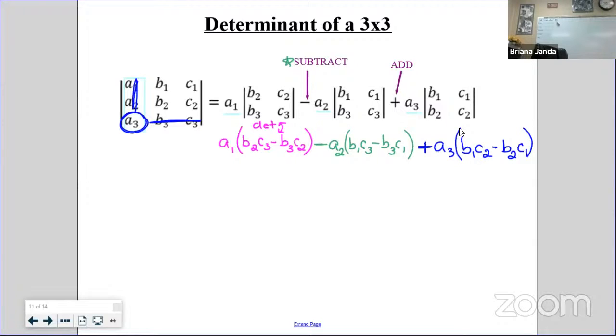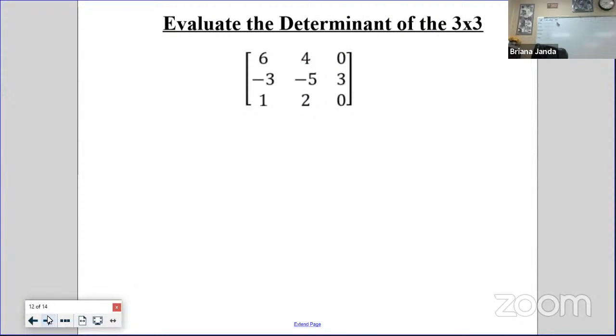Now, this does take a little bit of remembering, mostly the alternating subtraction and addition. So you will have to remember a little bit. You already know how to do the determinant of a 2 by 2, and so doing it this way gets us that process. Again, questions? Okay, let's try one together.